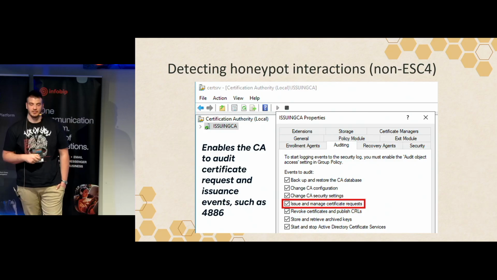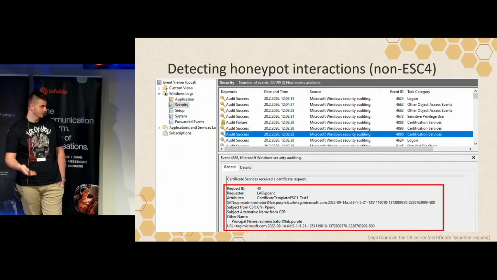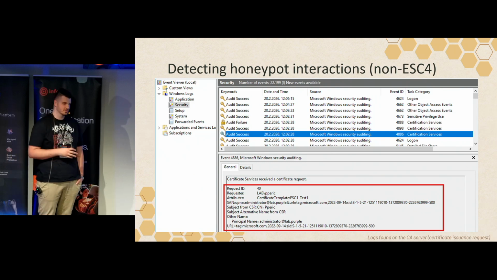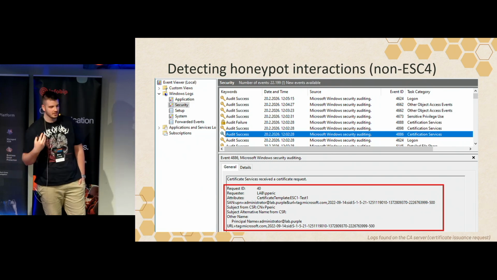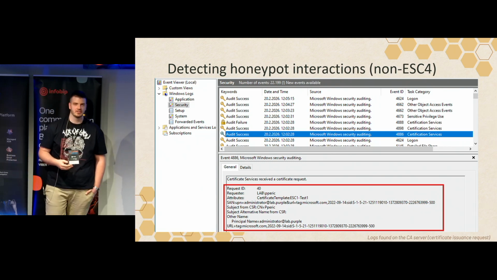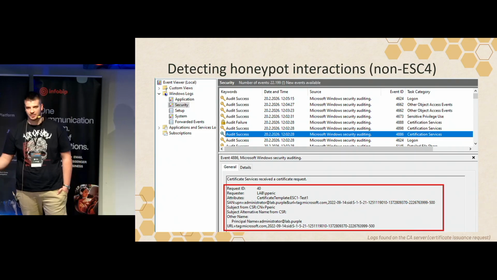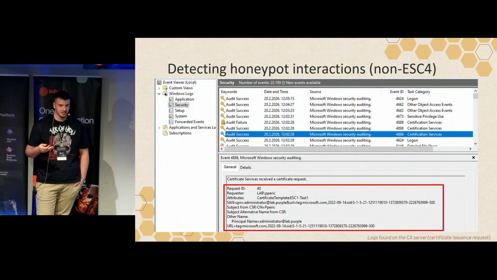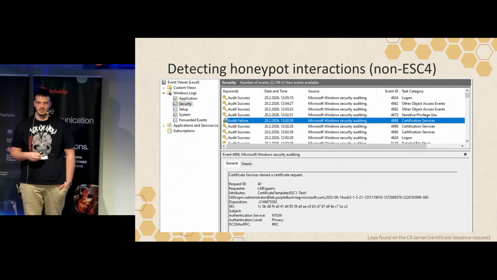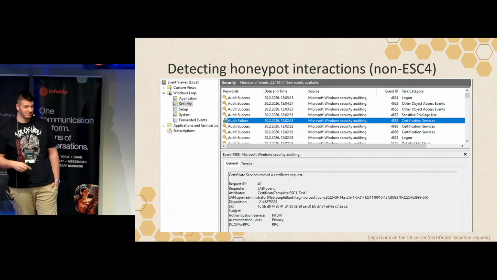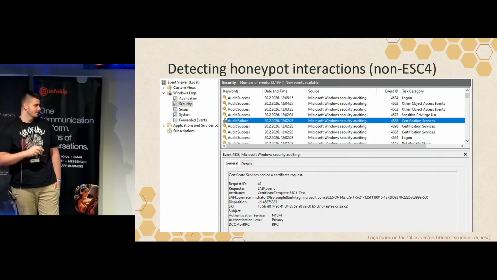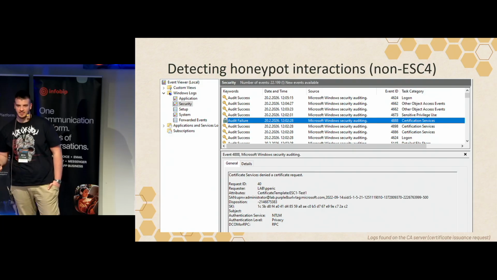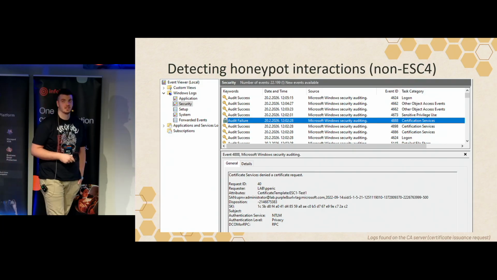Now, let's go and request a template, and we get the 4886, which states this was the request ID, this was the requester, this was the template name, the subject alternative name, the application policy which was injected if there were any, and so on. In this case, and this was a honeypot template, we also get the 4888 event, which states effectively the same thing, except that there's a different message stating that the CA denied this request.